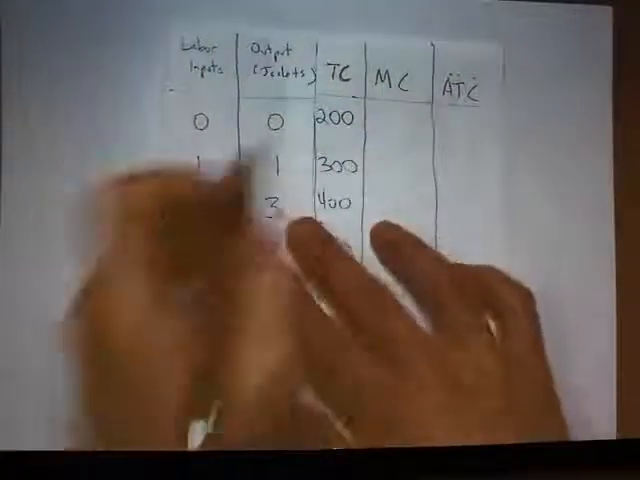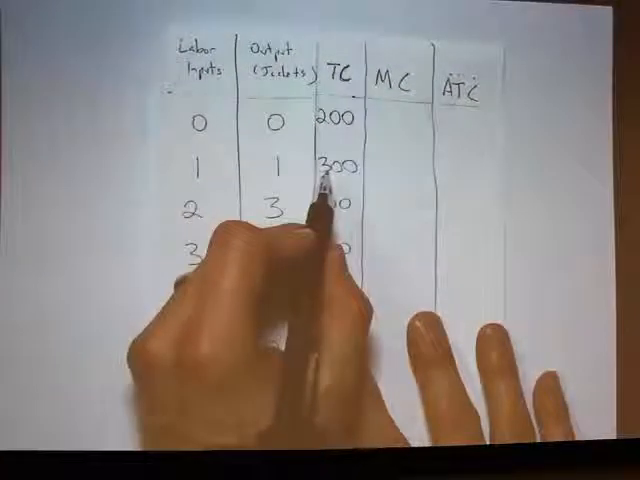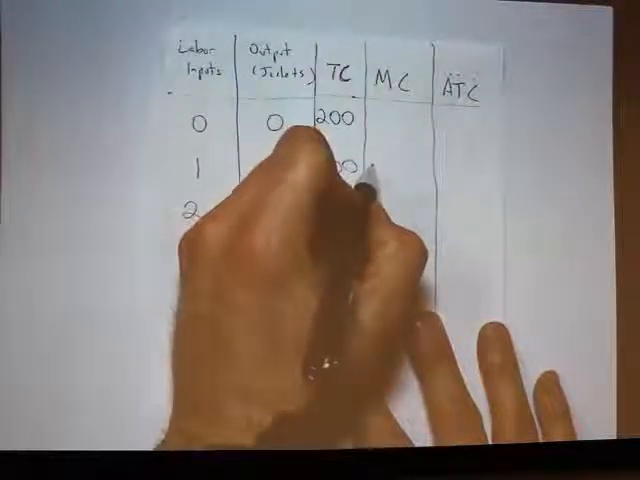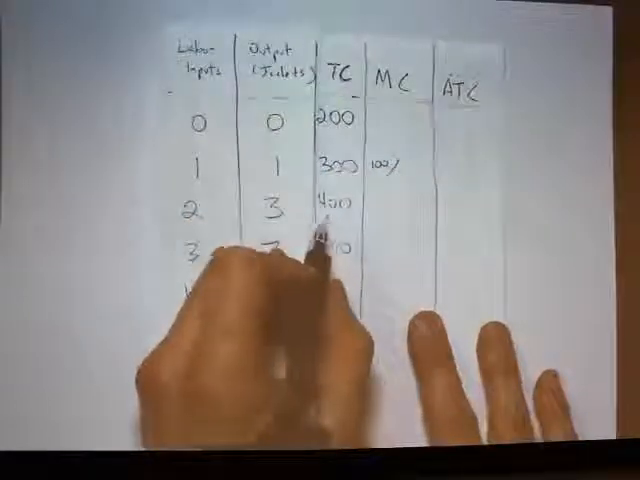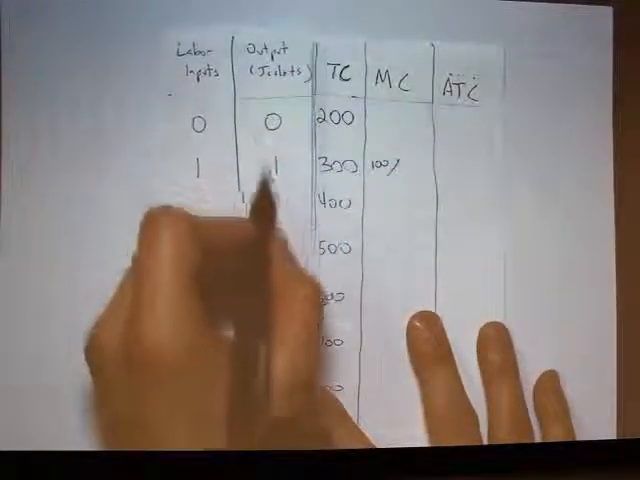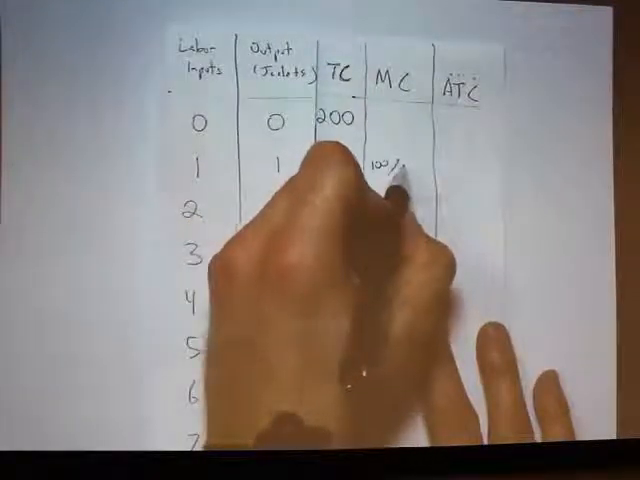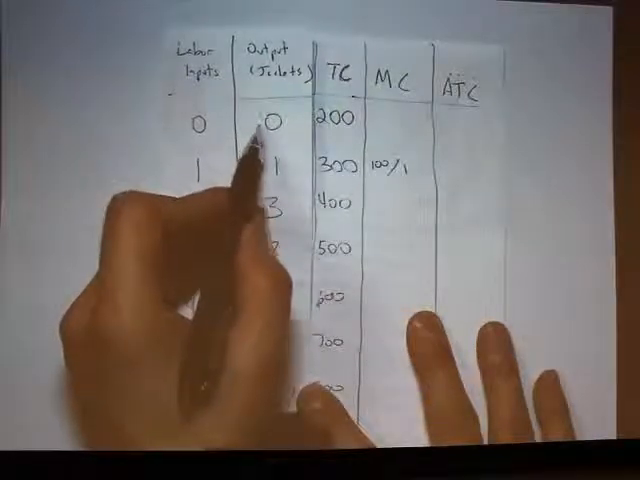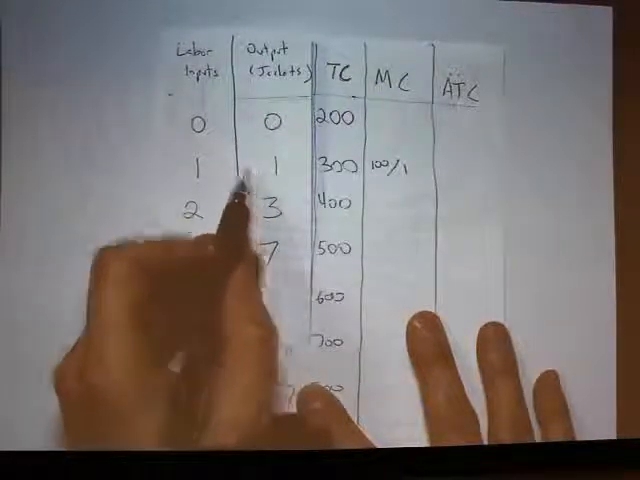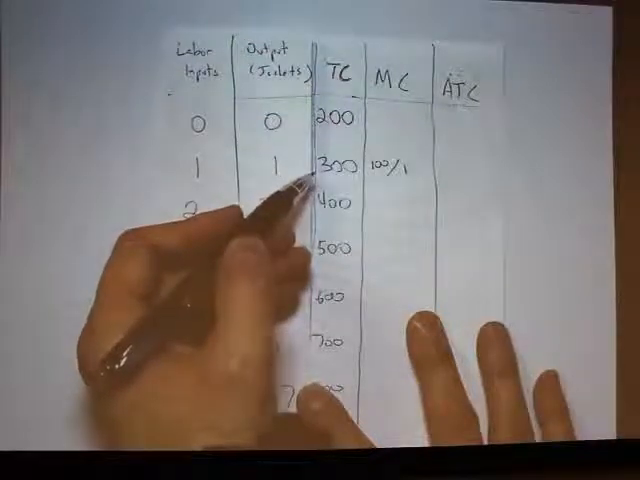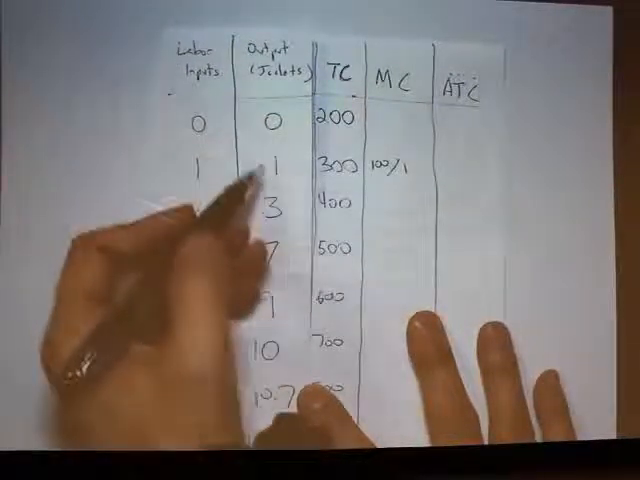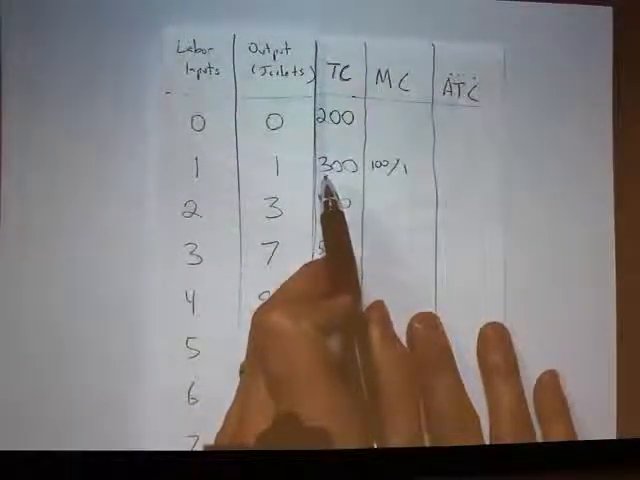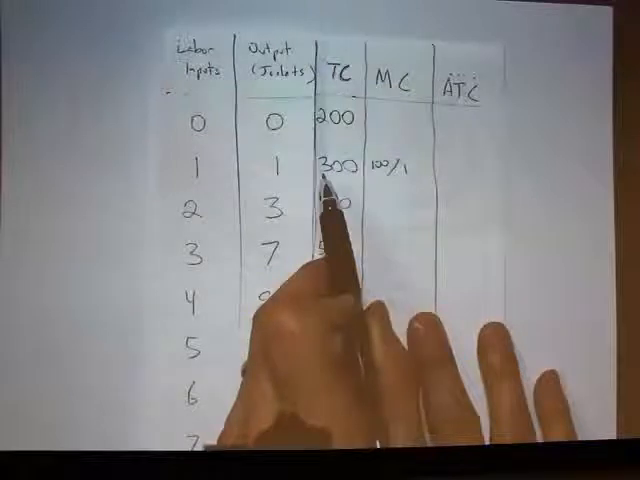So here we have, when we go from 0 to 1, what's the change in total cost? 100. And what's the change in output? We go from 0 to 1, so the change is 1. We go from 0 jackets to 1 jacket. Our costs rise from 200 to 300. The marginal cost of that first unit was 100. The total cost was 300, but the additional cost of adding 1 unit of output is 100.